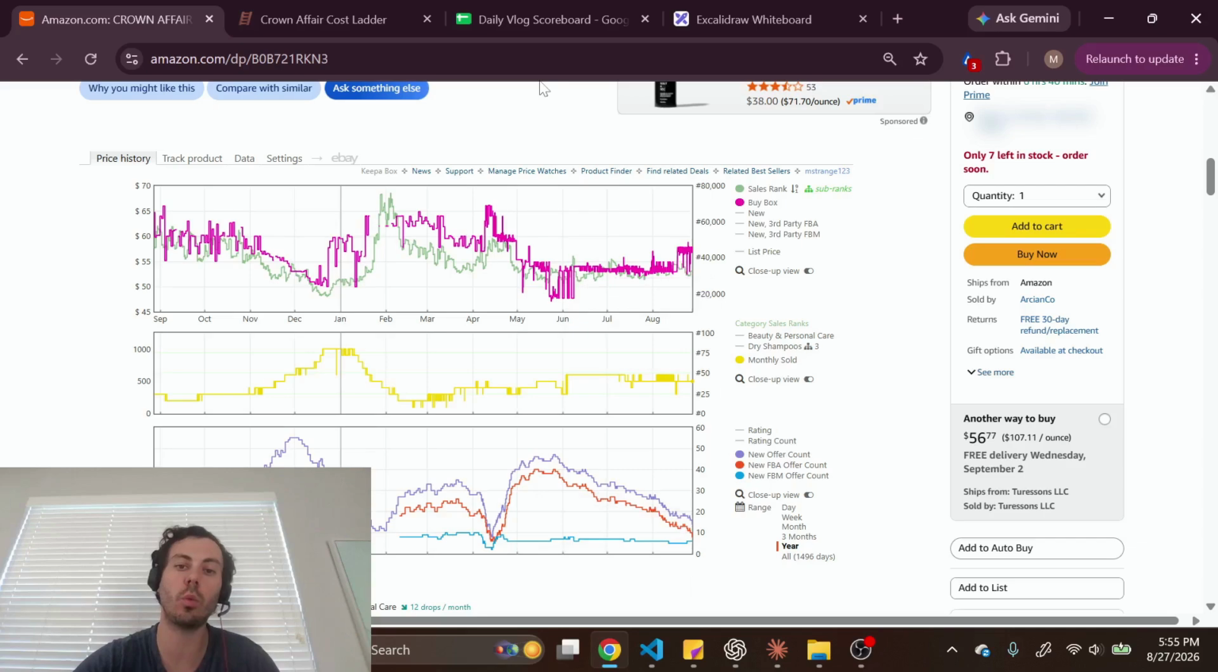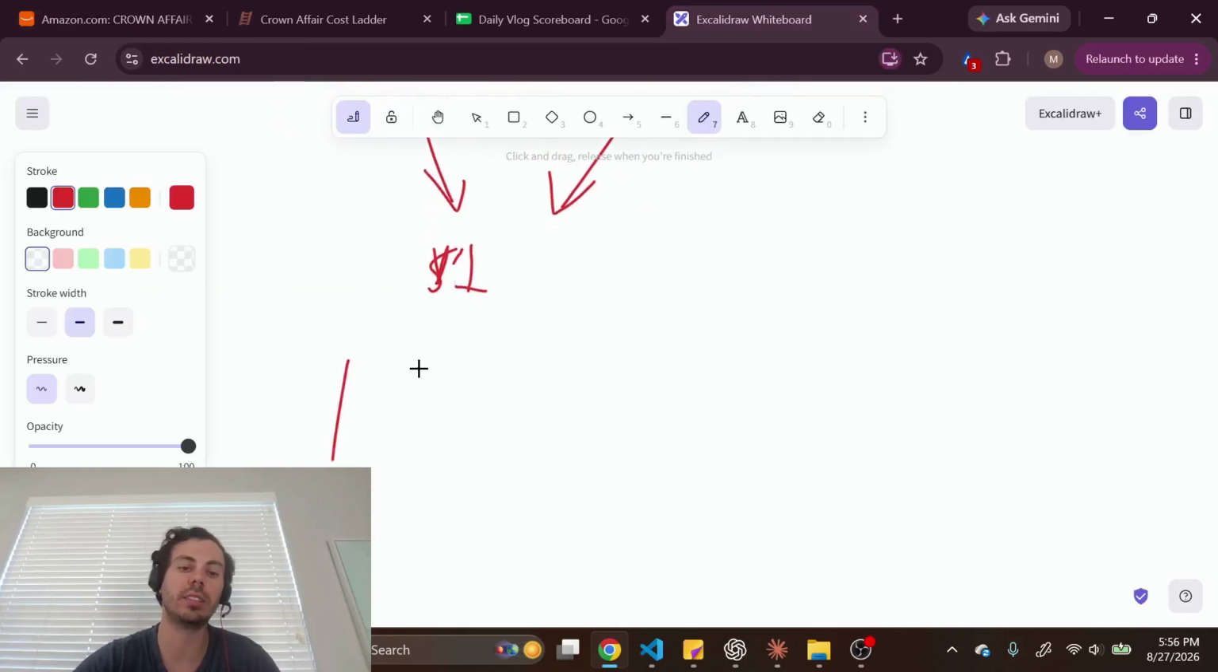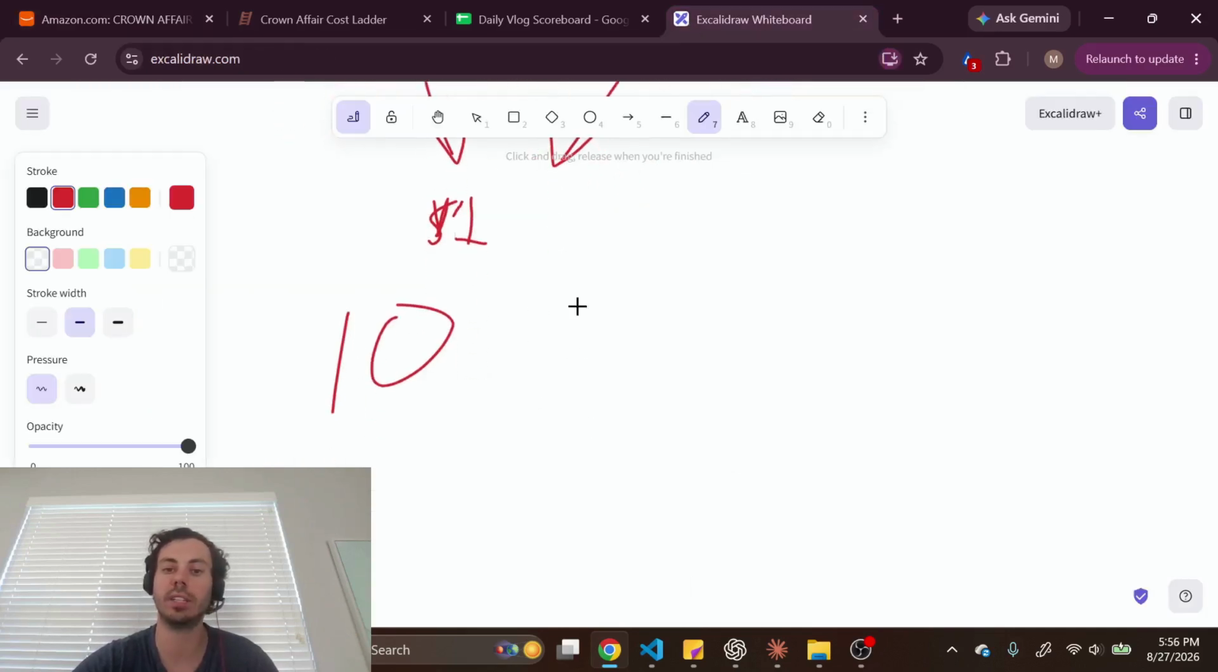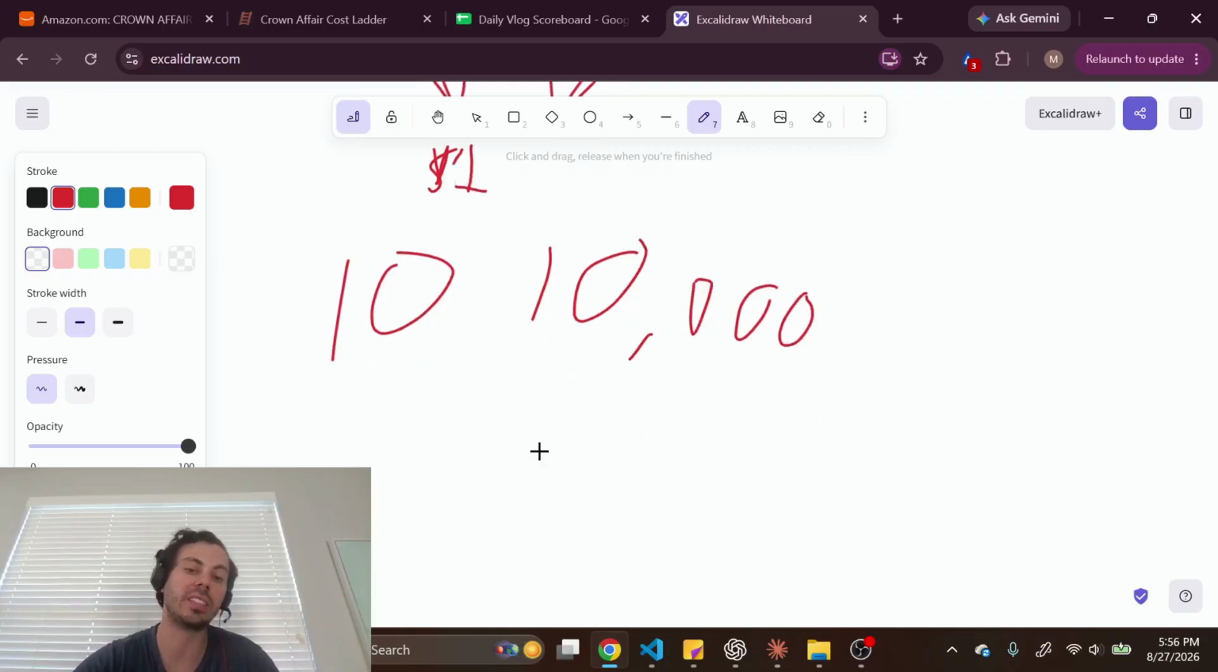Unless each one of you, unless the 10 sellers all try to have 10,000 units each. Then they're going to start undercutting. But again, that's supply and demand.